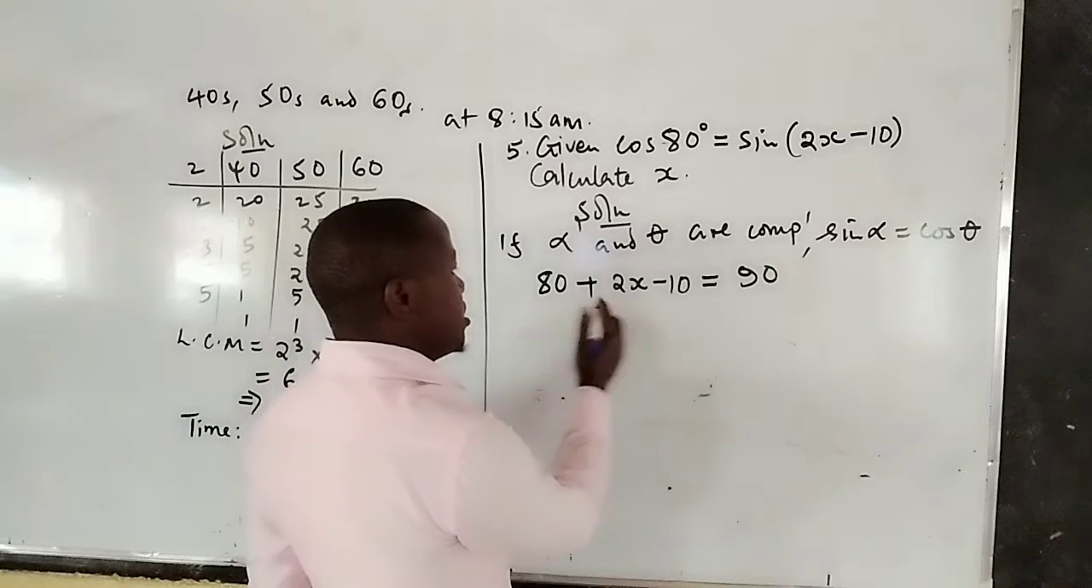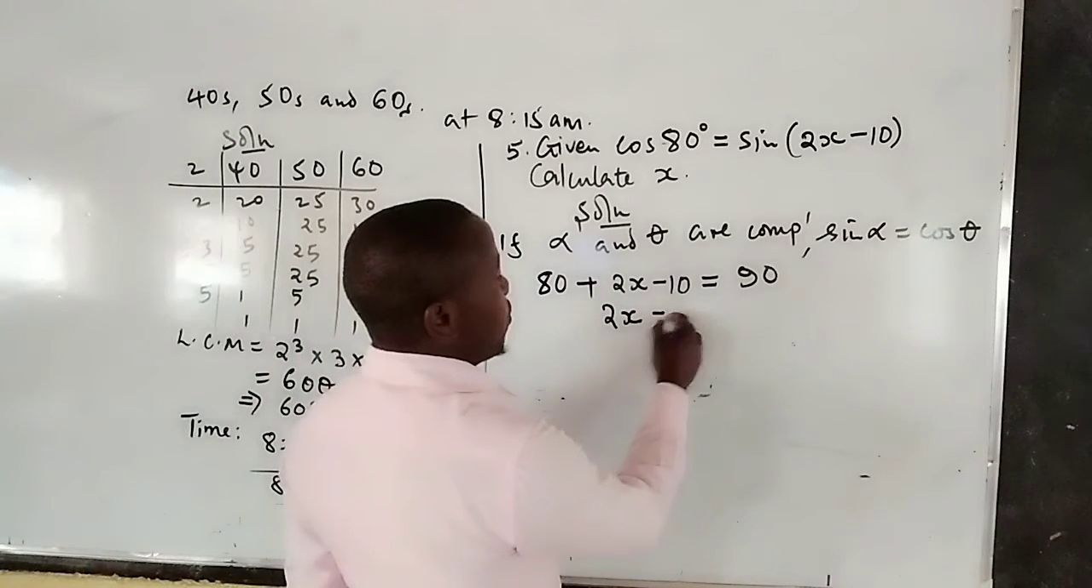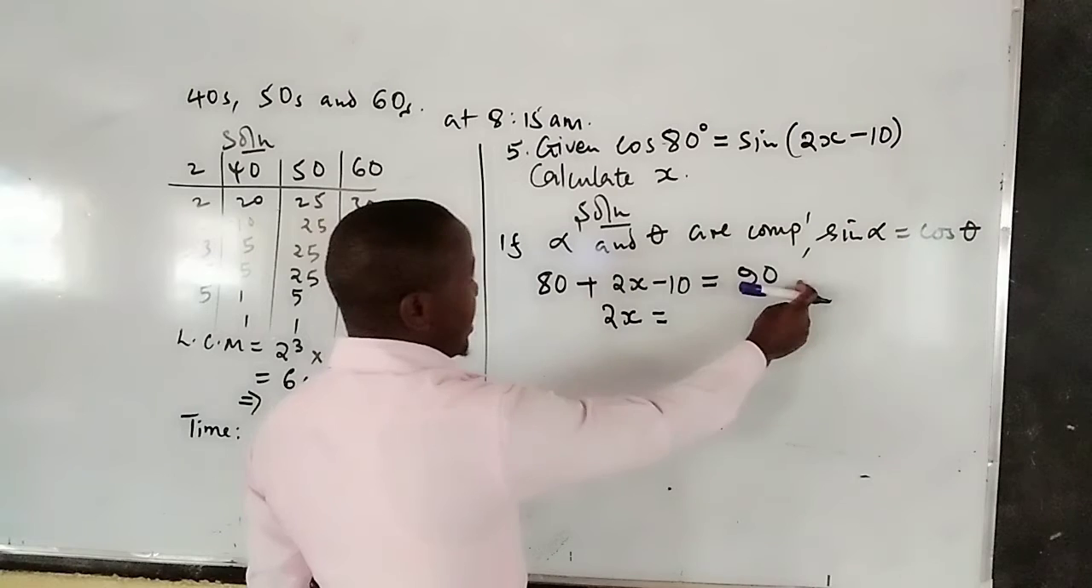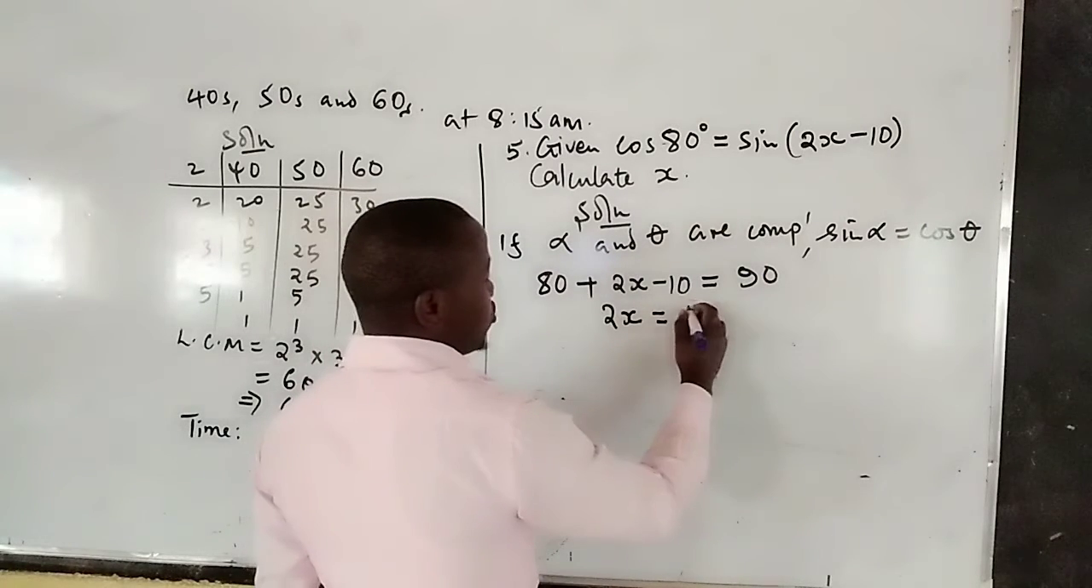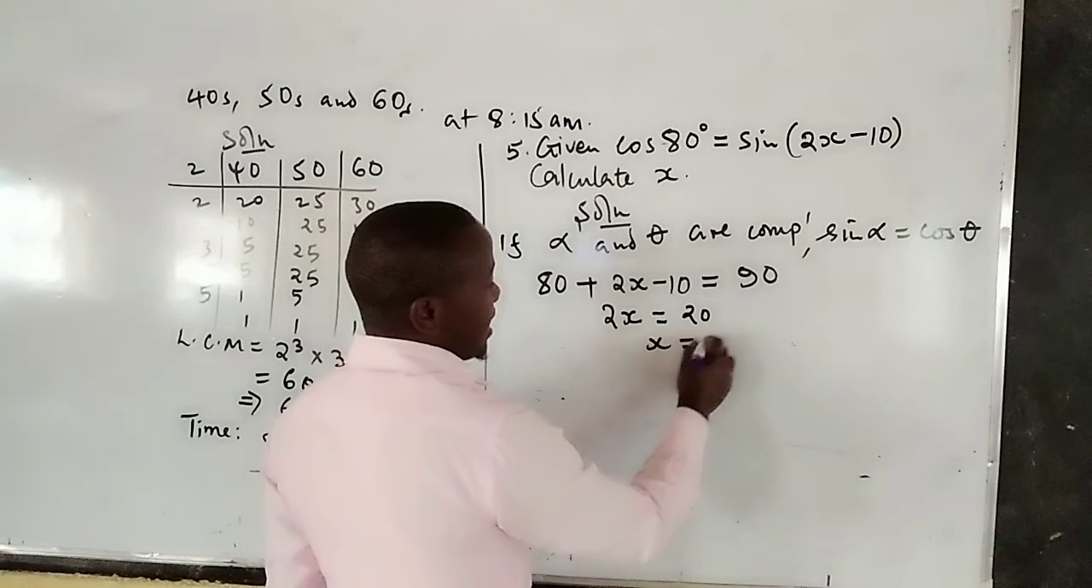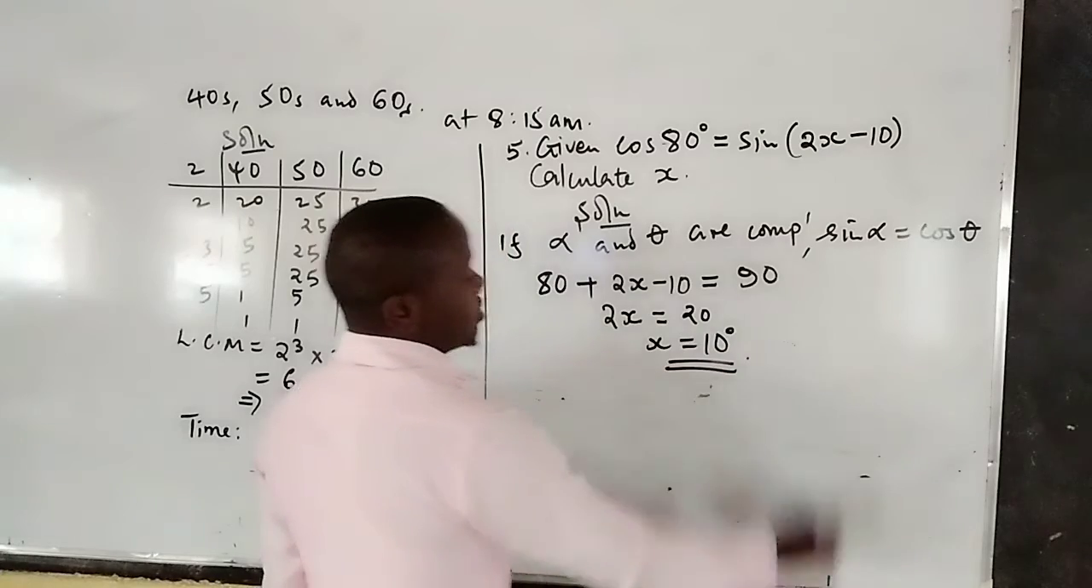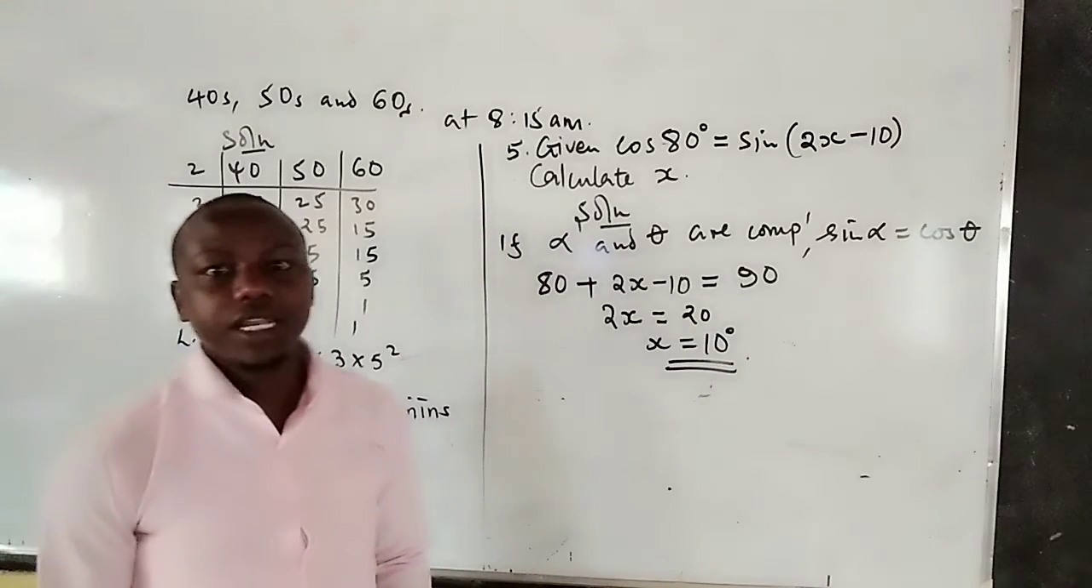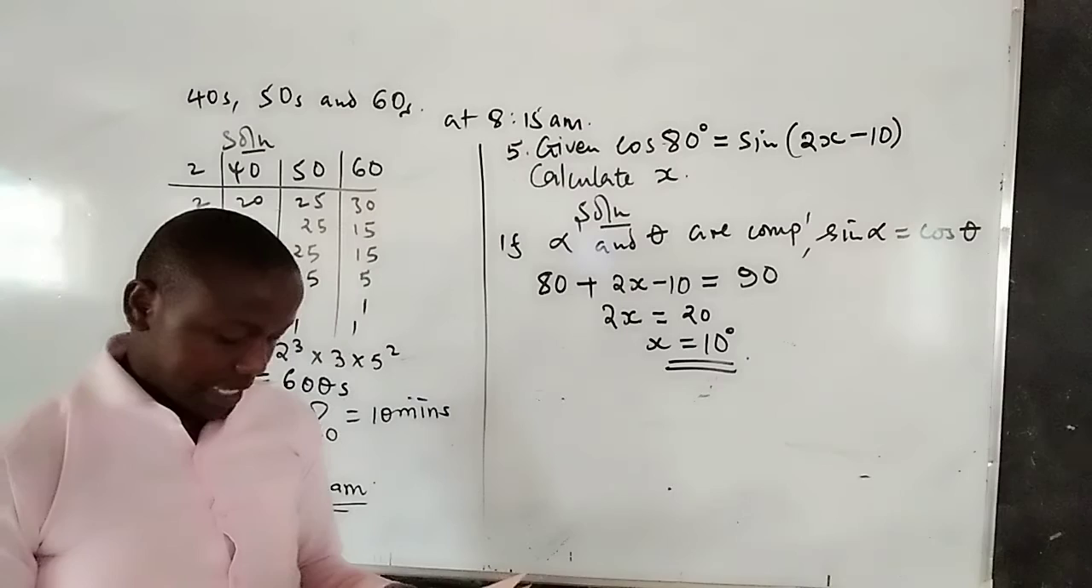So this shall be 2x is equal to 90 plus 10 minus 80, 20. So x is 10 degrees.